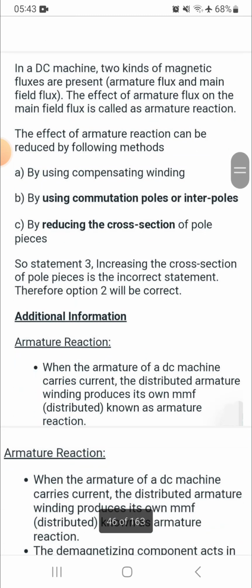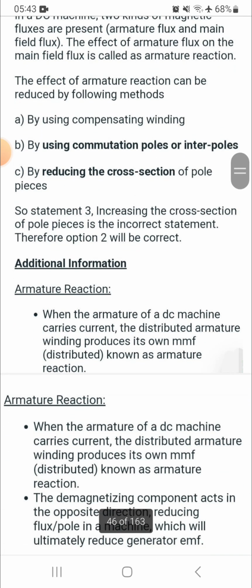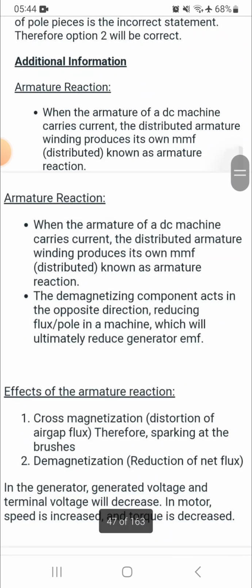Additional information: what is the armature reaction? When the armature of a DC machine carries current, the distributed armature winding produces its own EMF, known as the armature reaction. Effects of the armature reaction: cross magnetization, distortion of the air gap flux, therefore sparking at the brushes, and demagnetization, reduction of net flux.